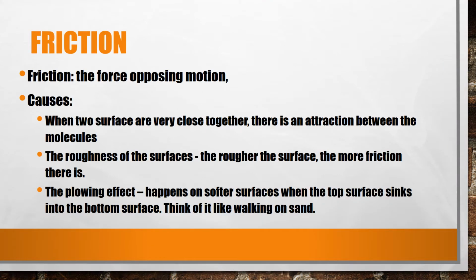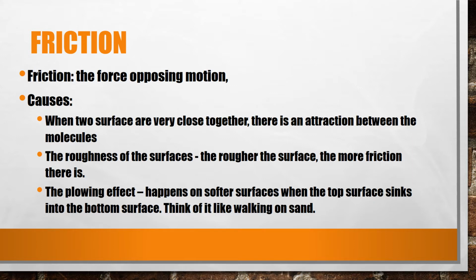Friction is a force that affects everything that moves. It is what opposes motion. It can occur when two surfaces are very close together, as there will be an attraction between the molecules of the two surfaces. It can be affected by the roughness of surfaces. The rougher the surface, the more friction there tends to be.